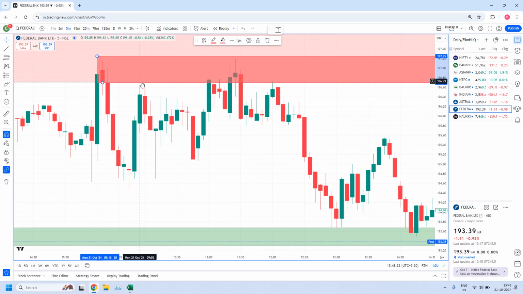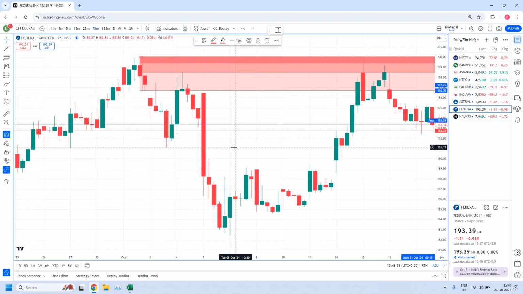Before entering into this proximal line, the prices moved down. That means there is a strong order flow. That is the first clue we got. Based on this, why did prices come down? Look from the 75-minute time frame, you will understand.